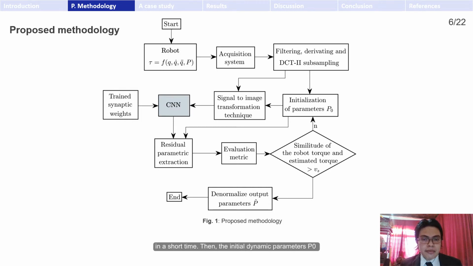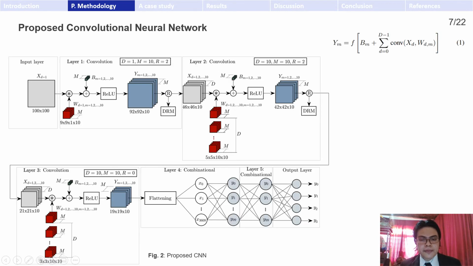Then the initial dynamic parameters P0 are initialized to create an image with the proposed transformation technique. Once the image made with the robot signal is obtained, the CNN finds the parameters residuals. A proposed evaluation metric analyzes the robot torque and the estimated torque. The output dynamic parameters are denormalized when the evaluation metric gives a value greater than PS.